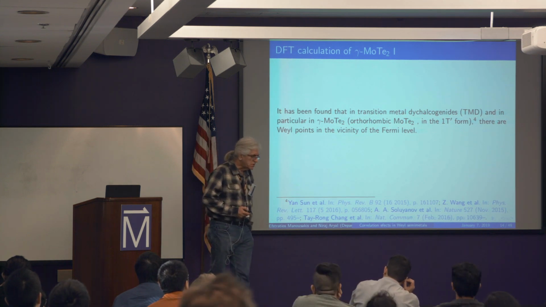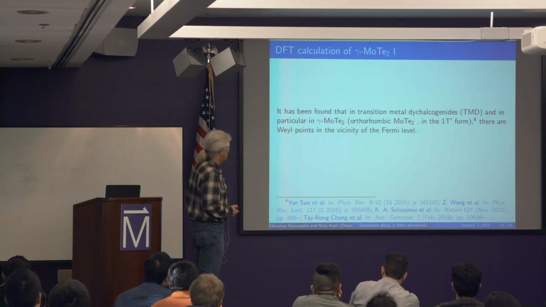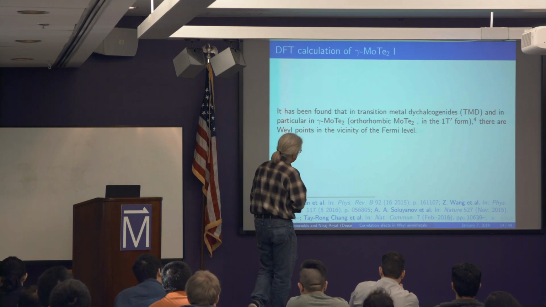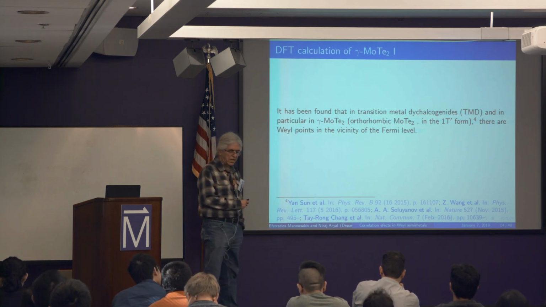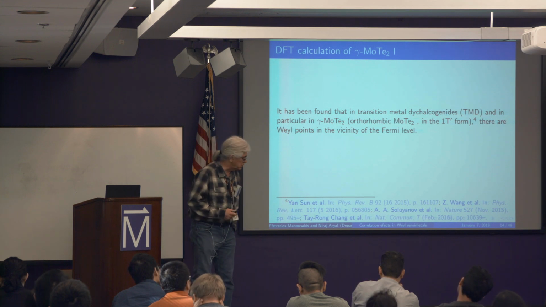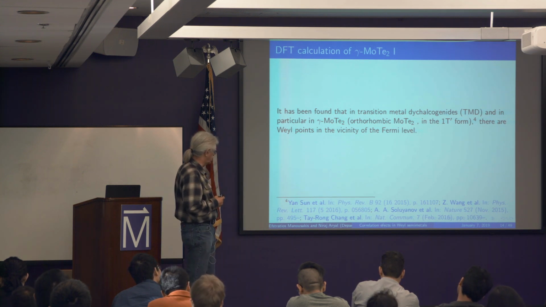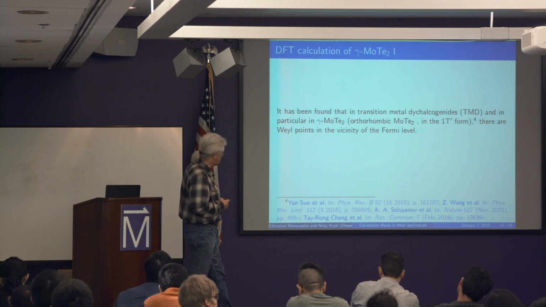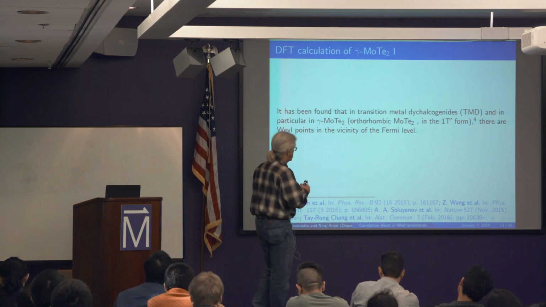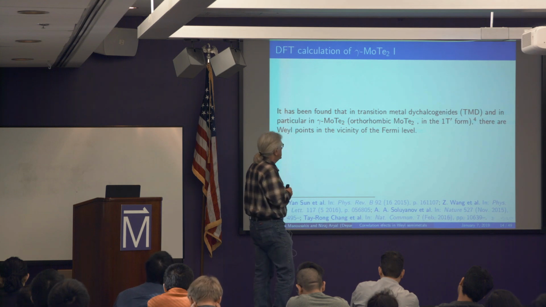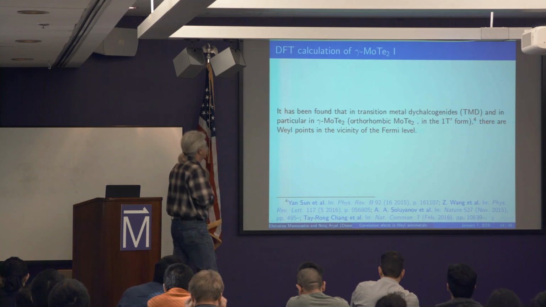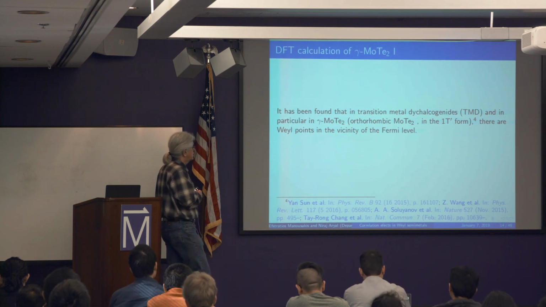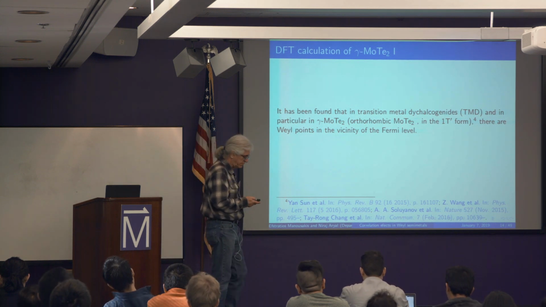So using this material, which is the sister to WTe2, another transition metal dichalcogenide that we studied because of experimental interest, local experimental interest. Those two sister materials, which are orthorhombic, have lots of Weyl points according to DFT. So let's see that. Let's see, first of all, the Fermi surface.